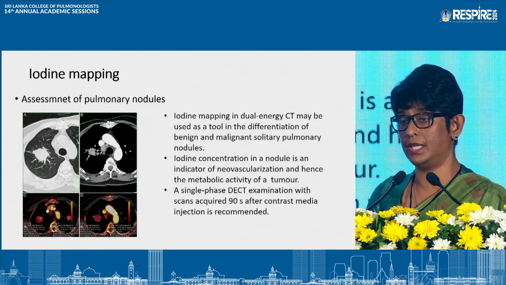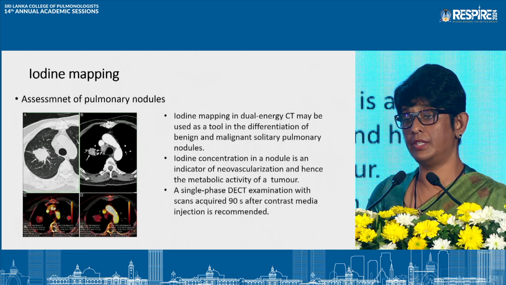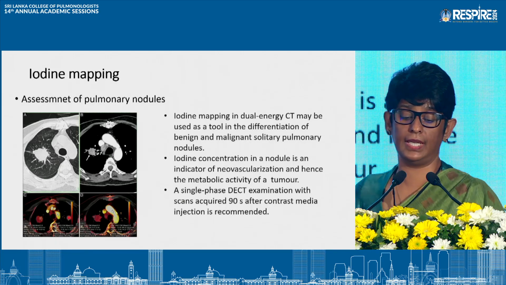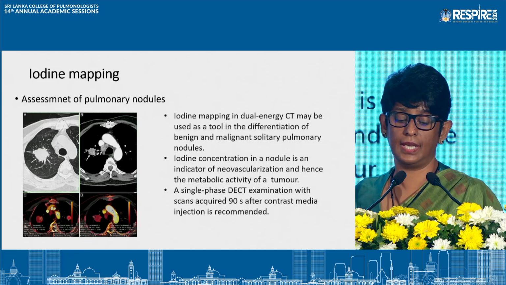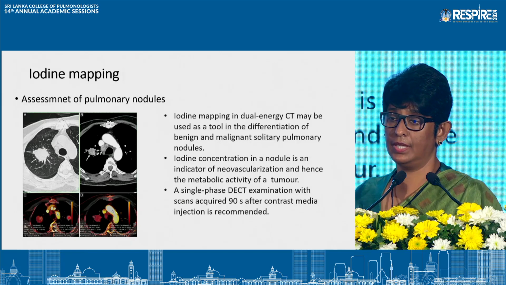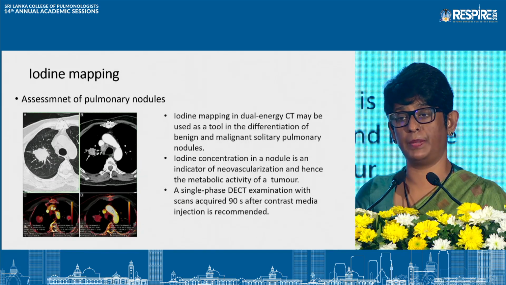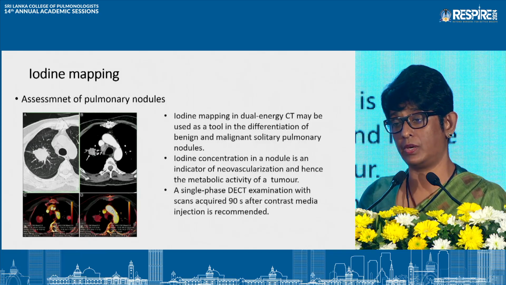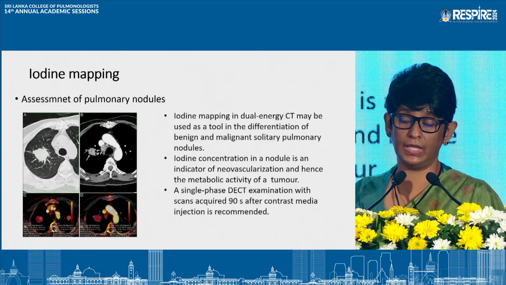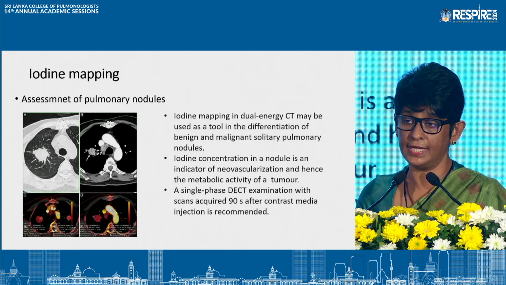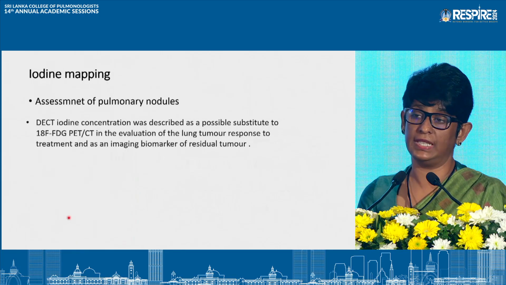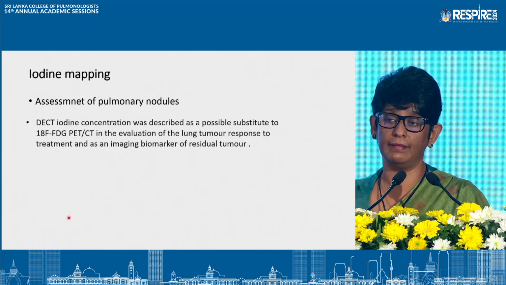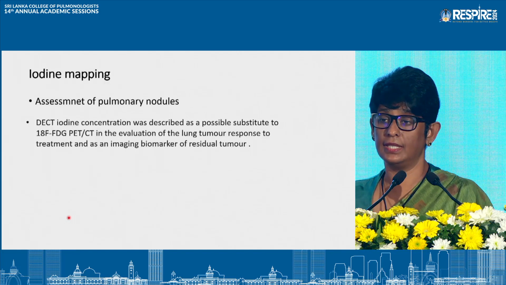Now, iodine concentration is different from contrast attenuation or enhancement. It has been found that the iodine concentration in a nodule is an indicator of the neovascularization and hence the metabolic activity of the tumor. So without doing two phases, pre and post, we do a post-contrast and then assess for the iodine concentration within the nodule. Therefore, the patient is spared radiation, and it has also been found that the level of iodine within the lesion is a better indicator of its malignancy or otherwise than the contrast enhancement.